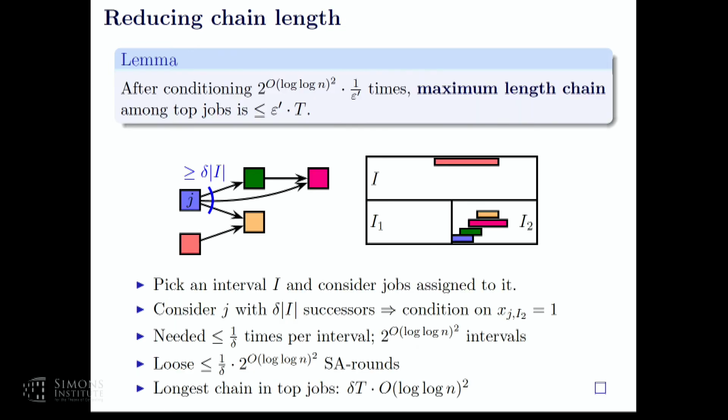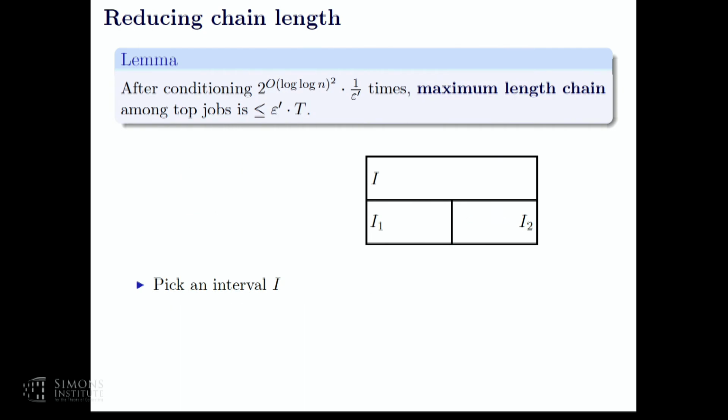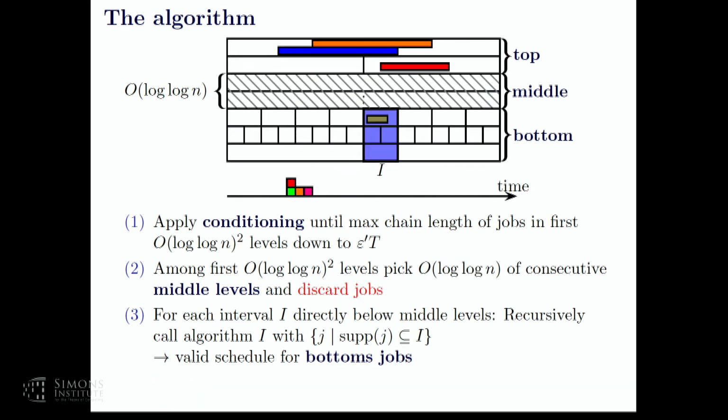Okay, so what we can do here is, let me go back to where's a decent picture. We can get that all the jobs that still remain and whose support is only contained in those top intervals don't contain long chains. We could get rid of the long chains. If jobs were in long chains, then by conditioning they would have moved down in that decomposition.